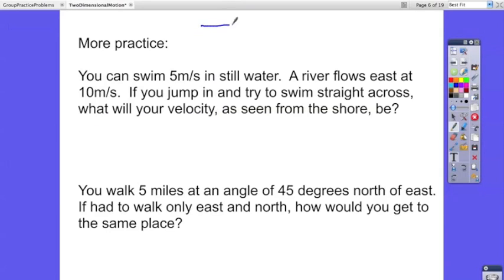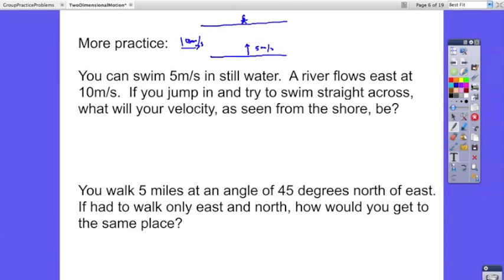So you have a river, and the water in that river is moving this way at 10 meters per second. It's a pretty fast river. You, as a swimmer, are going to try to swim straight across the river. You have a friend on the other side, and you're going to try to swim to your friend. And your speed in that water is 5 meters per second.